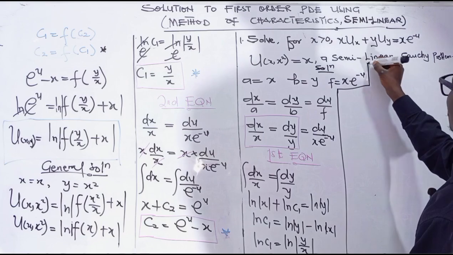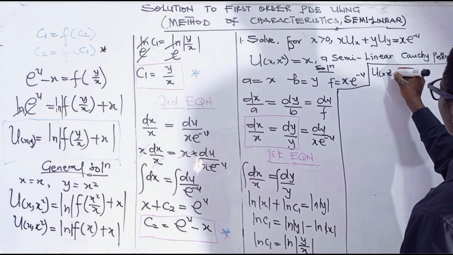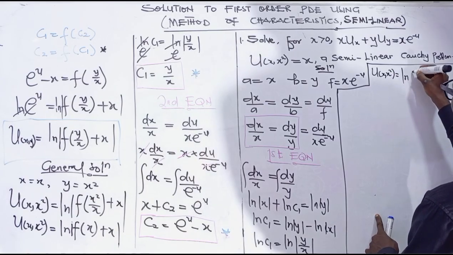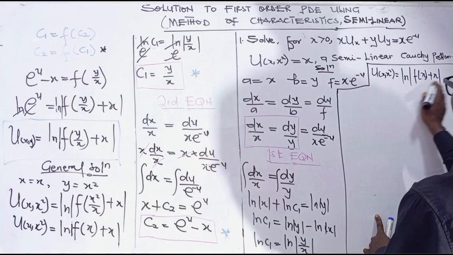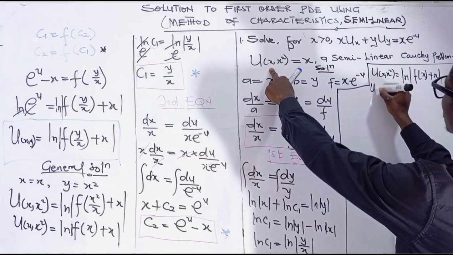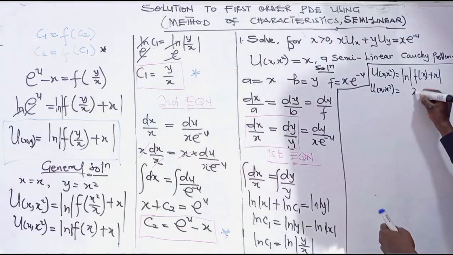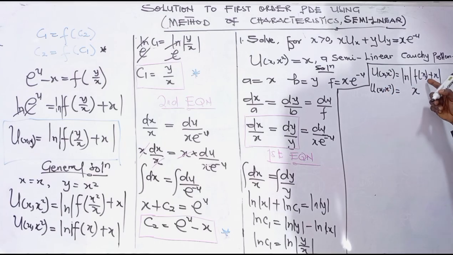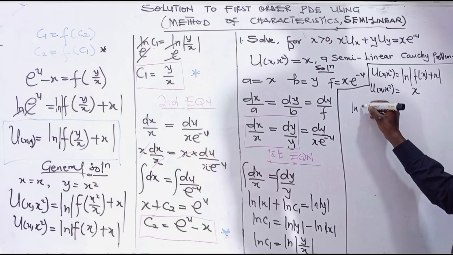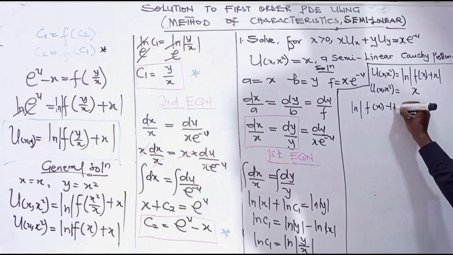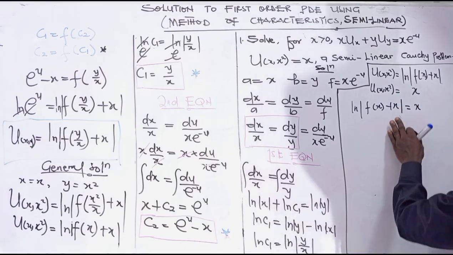So we have our general solution in this raw form. u at x, x squared is equal to ln of f at x plus x. And then we have the initial condition u at x, x squared is equal to x. Since this is equal to that, we can say that this is also equal to that. So we are going to equate this to that. So we have ln of f at x plus x is equal to what? x. Very, very easy and simple.